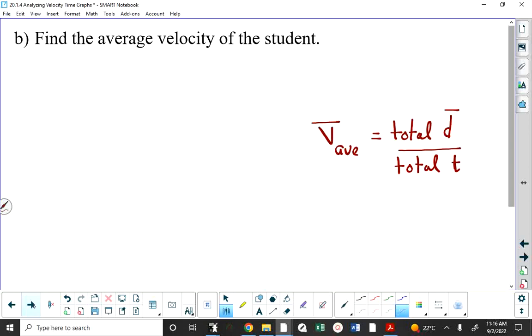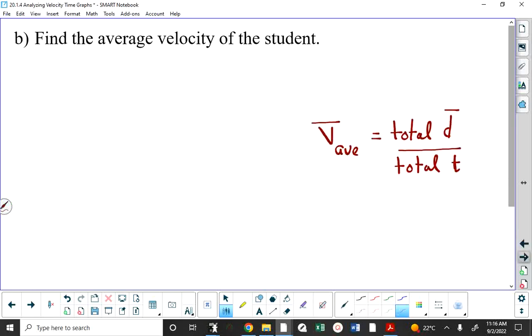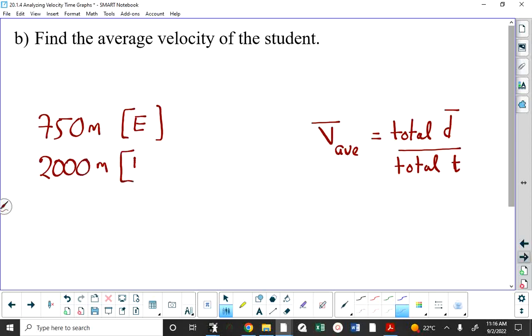It's displacement. So now when you add these, that's 750 meters and the 2,000 meters and the 1,000 meters, you have to say I'm going to add 750 meters east, 2,000 meters east, and 1,000 meters west. And we actually started the year off by talking about displacements and adding things together, but now we're starting to really get into it.